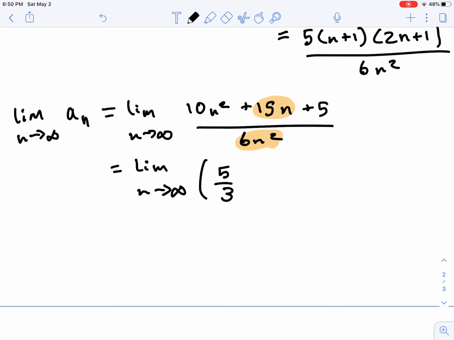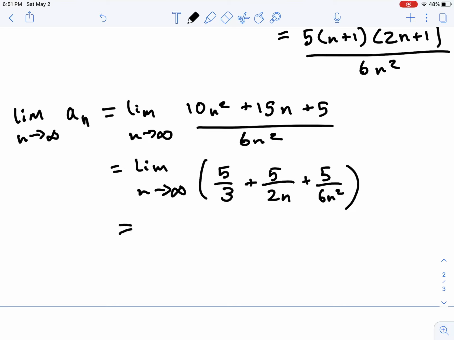And then let's go ahead and do 15n divided by 6n squared. Well, 15 divided by 6 is 5 over 2, and we've got an n left in the denominator. And then finally, 5 divided by 6n squared, which is just 5 over 6n squared.